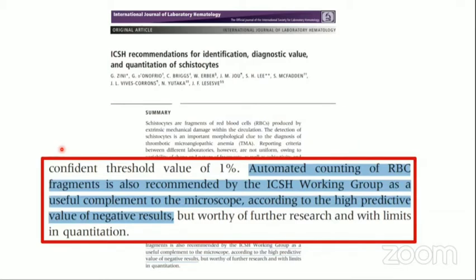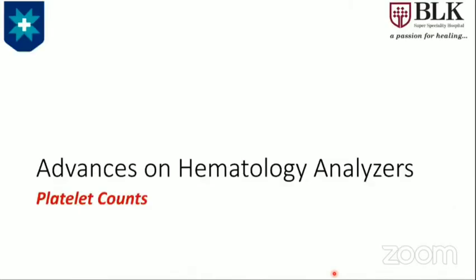Of course, the issue is that we need to validate it further in research settings where we would be able to prove that it has a high predictability. However, one very important aspect to note is that it's got a very high negative predictive value. That means if fragmented red cells are not found in the report from the hematology analyzer, it's unlikely that you will find them on the peripheral blood film.